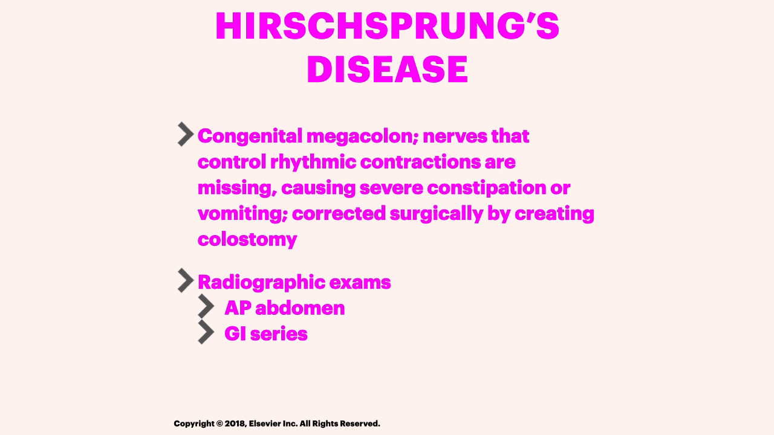Hirschsprung's disease, congenital megacolon. Nerves that control rhythmic contractions are missing, causing severe constipation or vomiting, corrected surgically by creating a colostomy. You need an AP abdomen and a GI series for your exams.